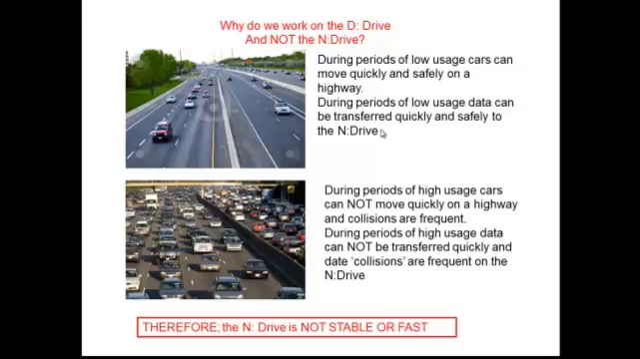However, during periods of high usage, just like on the highway, when you get into a traffic jam, cars cannot move quickly, and collisions, little fender benders, are frequent. Same thing happens on the N drive. During periods of high usage, data cannot be transferred quickly, and occasionally there are data collisions. And this, of course, corrupts our files and causes us to lose our files. Therefore, the N drive is not a stable location, and it's not even a fast location during periods of high usage.